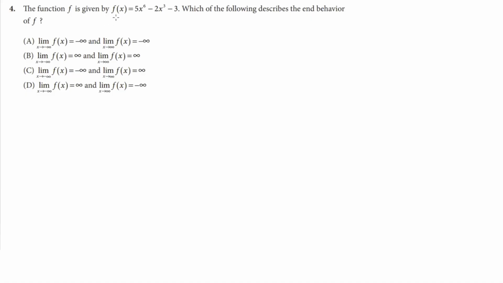The function f is given by f of x equals 5x to the sixth minus 2x cubed minus 3. Which of the following describes the end behavior of f?